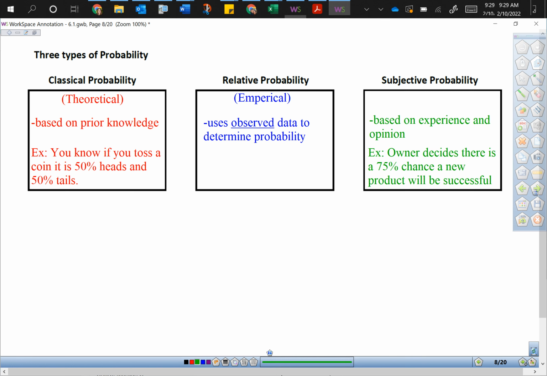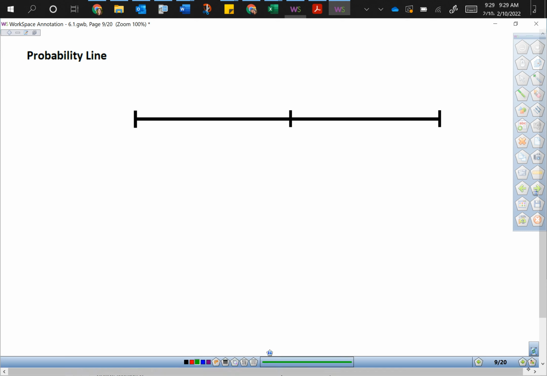Good, good, good. Okay, now the next thing we're going to talk about is the probability line. This line represents all of the probabilities that you could have. Now, when we're finding the probability of something, it's going to be written like this, probability of X. Whatever you're going to find is going to be on the inside there for X.